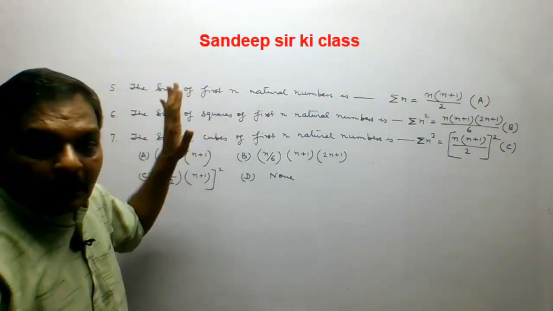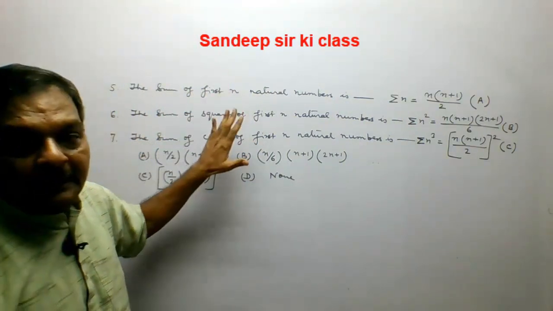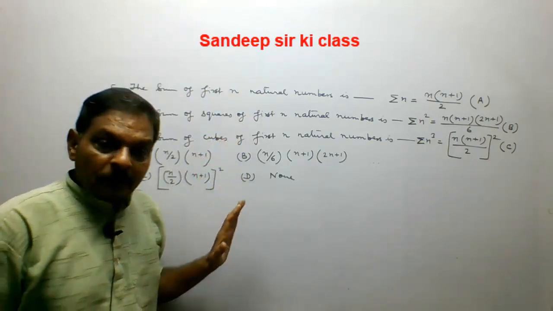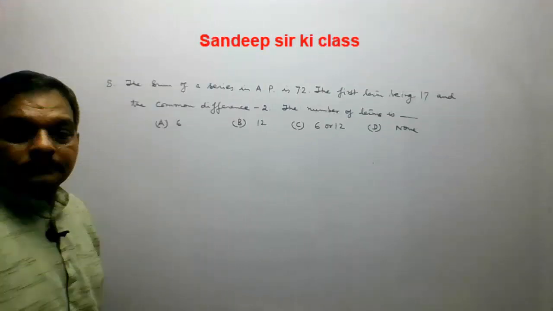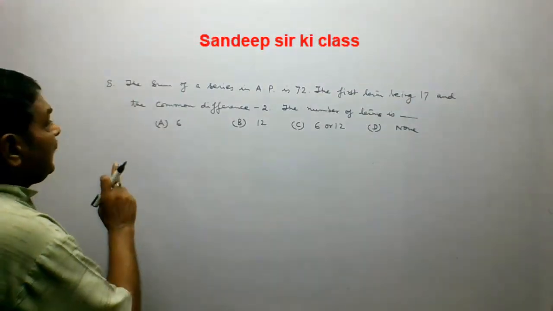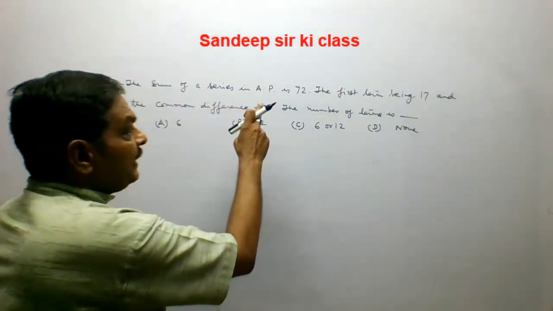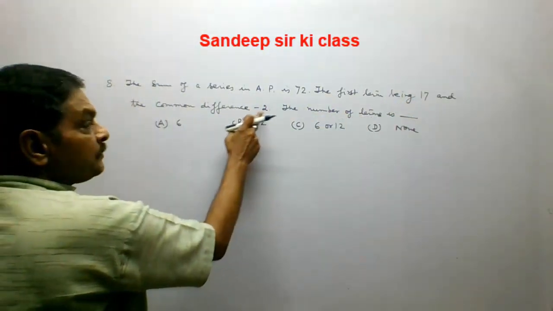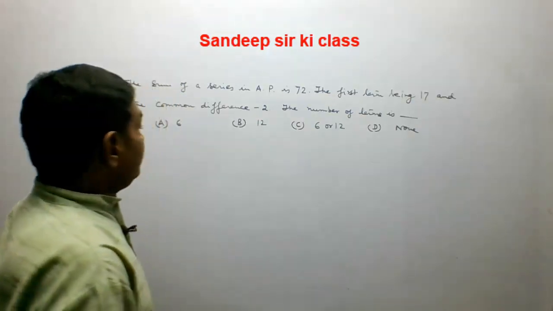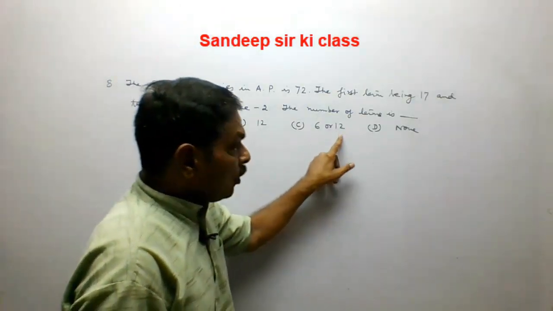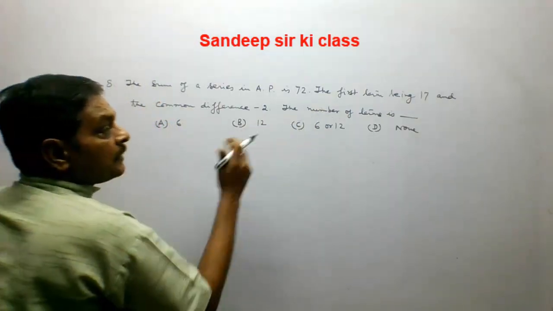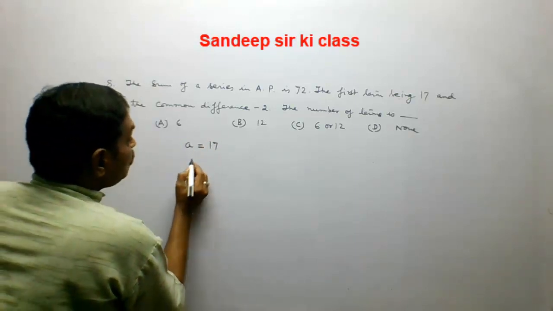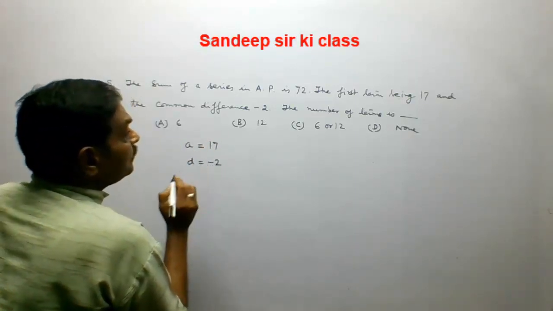Basically all these questions are formulas. We should remember them also, and we will be making use of these formulas while solving the questions. Question number 8. The sum of a series in AP is 72, the first term being 17 and the common difference minus 2. The number of terms is, options are 6, 12, 6 or 12, none. We have been given first term is 17, so a is equal to 17. Common difference is minus 2, so d is equal to minus 2.